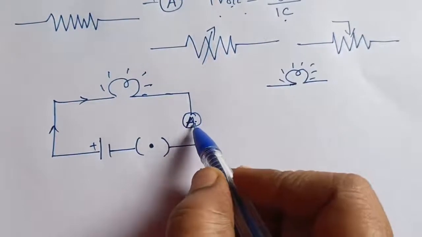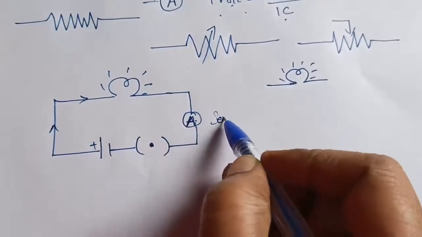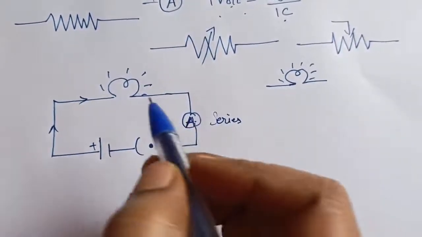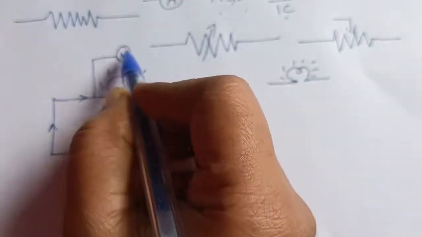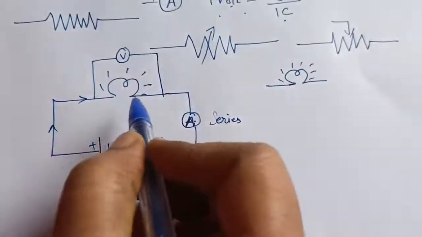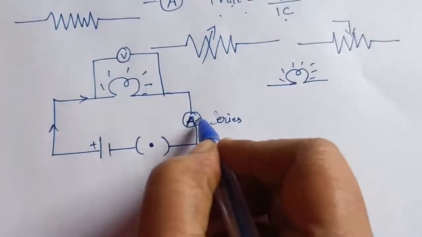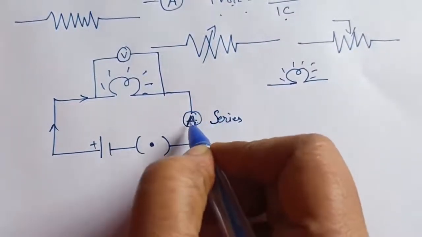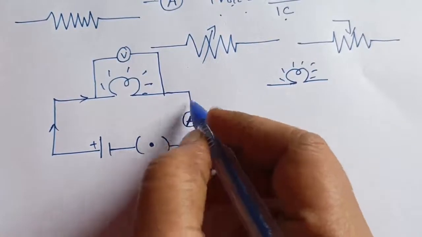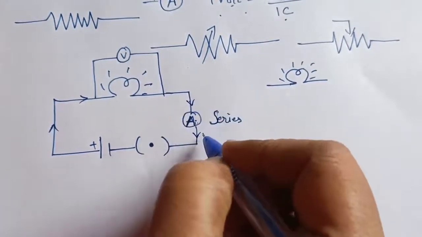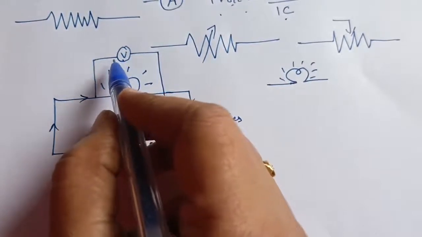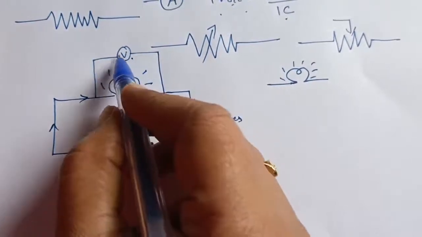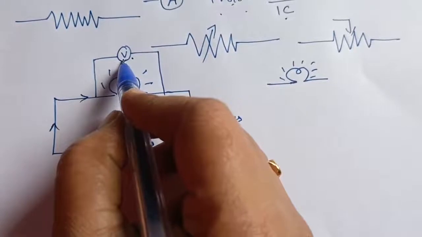This ammeter is always connected in series, right? Series. And a voltmeter should be connected across the resistor, right? Voltmeter is connected across the resistor. The ammeter has low resistance, so the flow of current will be almost the same here as well as here. The voltmeter has high resistance, so no current will be drawn through it. So the voltmeter is always connected in parallel.